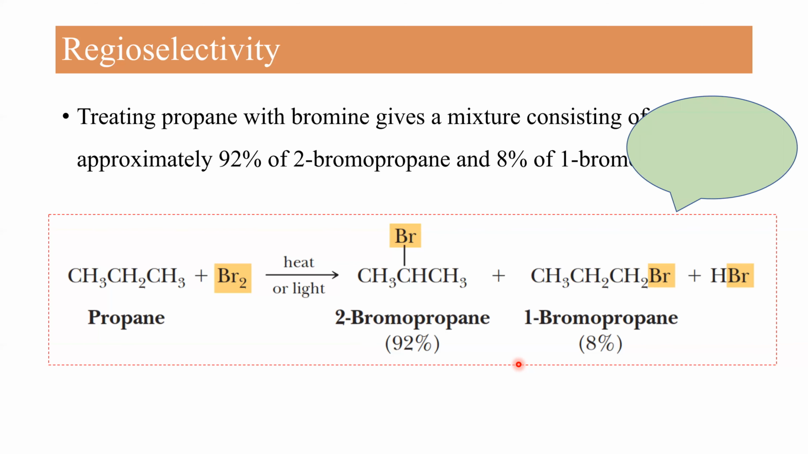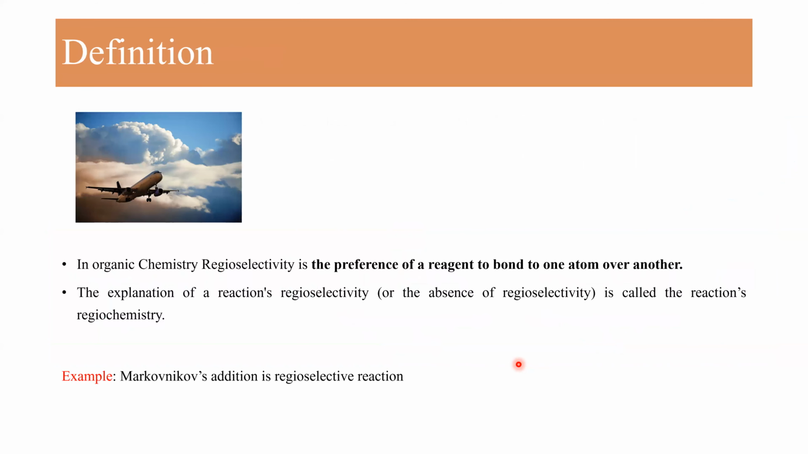So what is that preference termed? That preference is basically the regioselectivity, which we are going to discuss and explore. As a general concept, regioselectivity is a selectivity or a preference of an atom to bond to one atom over another one, right?